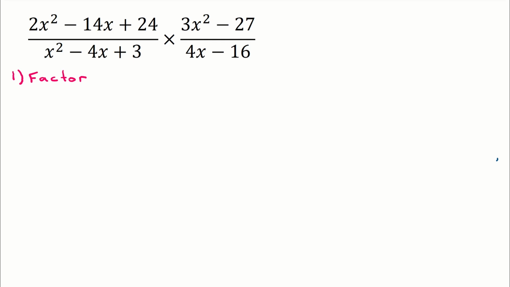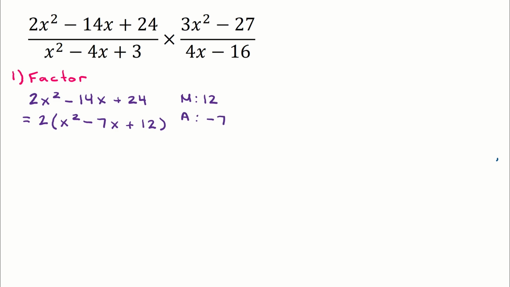So if I look at my numerator of our first fraction, we have 2x squared minus 14x plus 24. In order to factor this, I am first going to realize that 2, 14, and 24 are all divisible by 2. So I'm going to start by factoring that 2 out. And that's going to give me a simple trinomial. Now I can factor this by deciding two numbers that multiply to 12 and add to -7. And those two numbers will be -3 and -4.